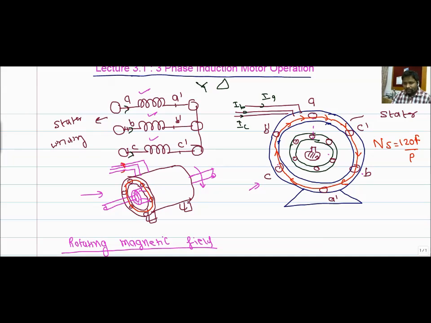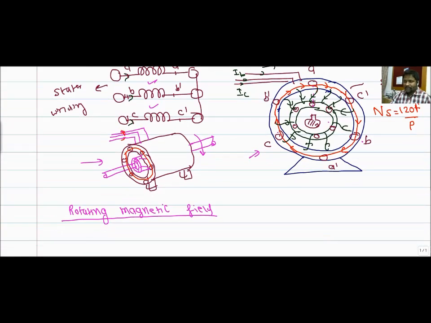the induction motor. This rotating magnetic field will move in this fashion, continuously coming inside the induction motor, or the rotor. And we have seen that this rotating magnetic field cuts the stationary rotor conductors. So let's understand the phenomenon of rotor conductors.